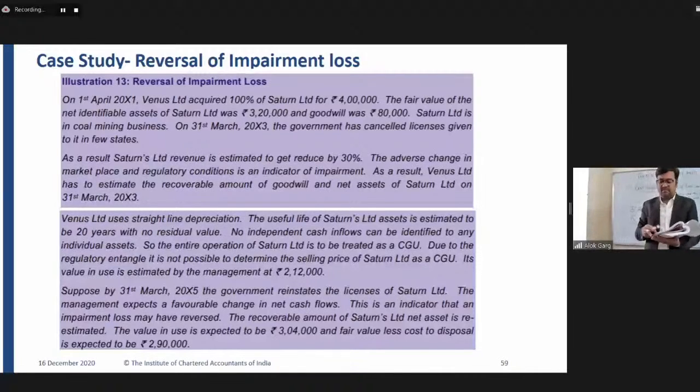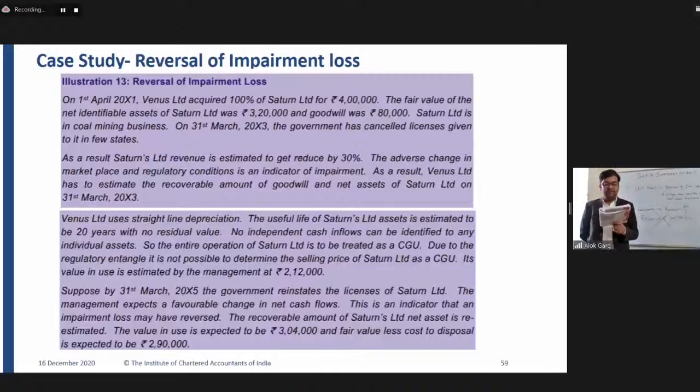Venus Limited uses straight line method of depreciation. The useful life of Saturn Limited assets is estimated to be 20 years with no residual value. So the method of depreciation is given, which is straight line. Useful life is estimated to be 20 years. No independent cash inflows can be identified to any individual asset, so the entire operation of Saturn Limited is to be treated as a cash generating unit. Due to the regulatory entanglement, it is not possible to determine the selling price of Saturn Limited as a CGU. Its value in use is estimated by the management as 2,12,000.